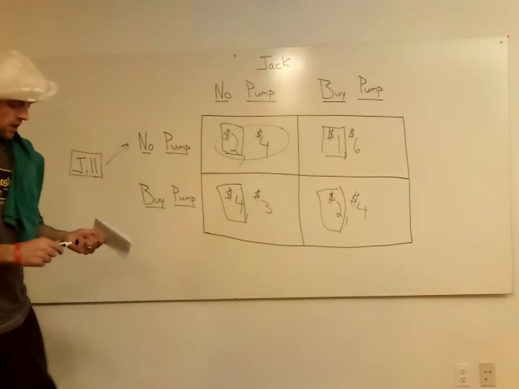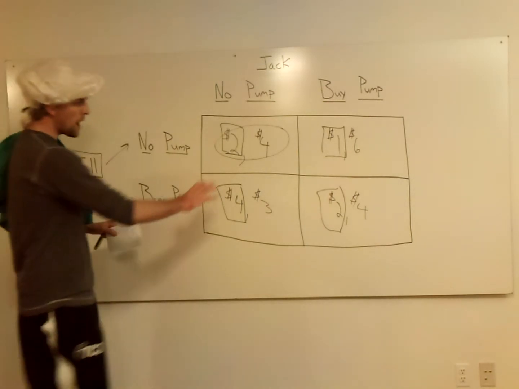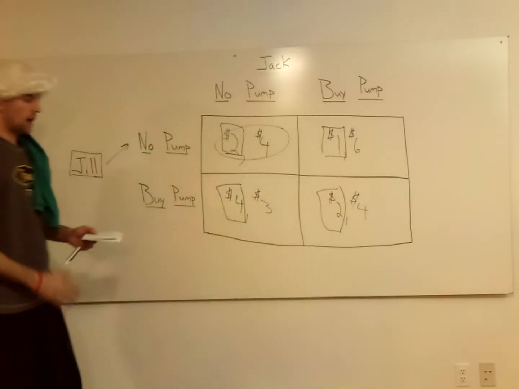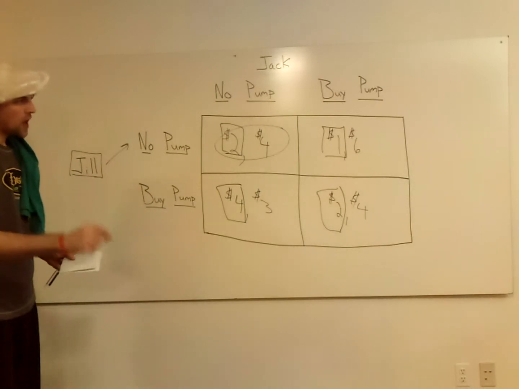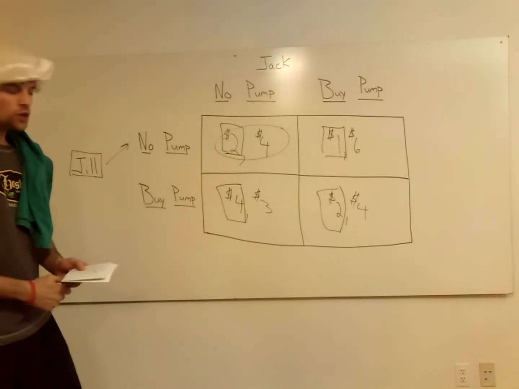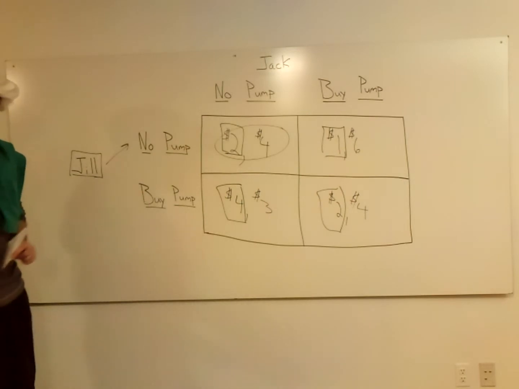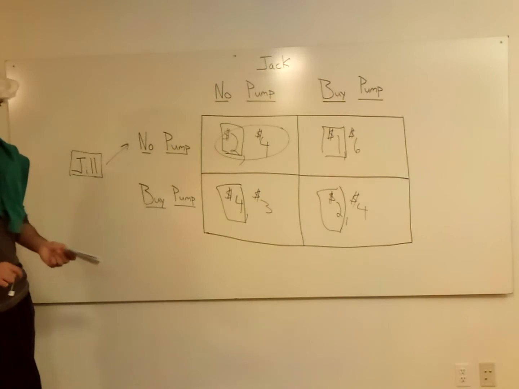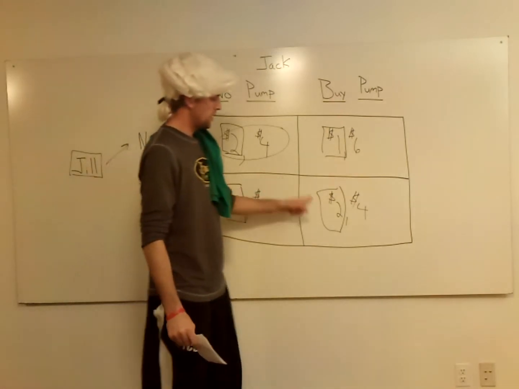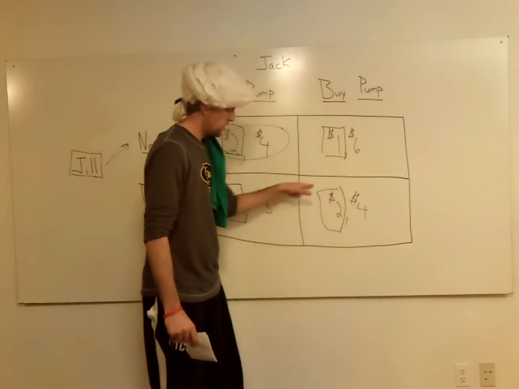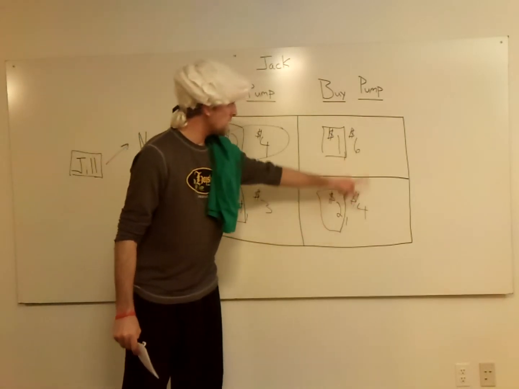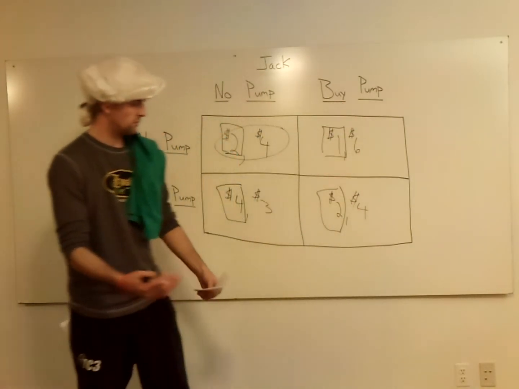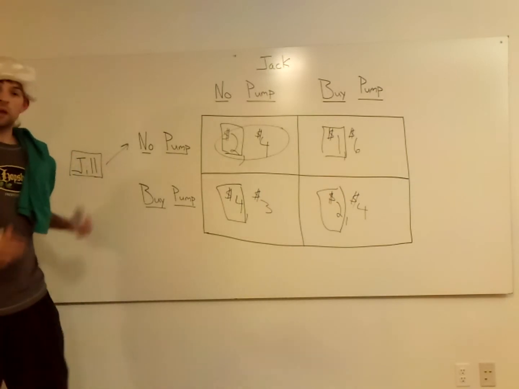And so I want you to take a second and see if you can figure out which box in the grid I want you to look at. If Jill chooses to buy a pump and Jack chooses to buy a pump, which box will I be in if they both choose to buy a pump? Think for a second. Okay? It's going to be this box right here. Jill will make $2. Jack will make $4. So this is how the matrix sets up.